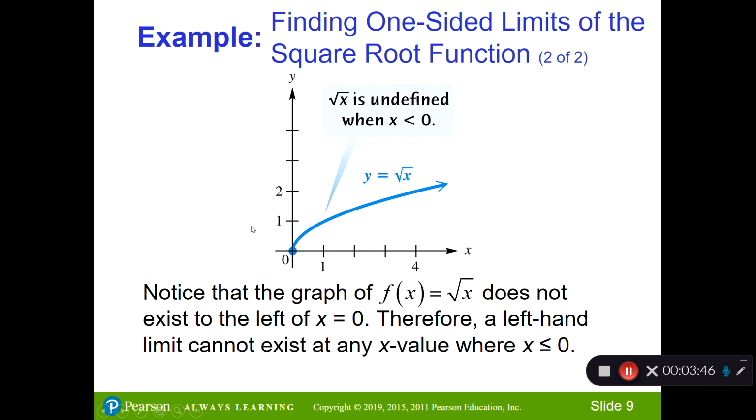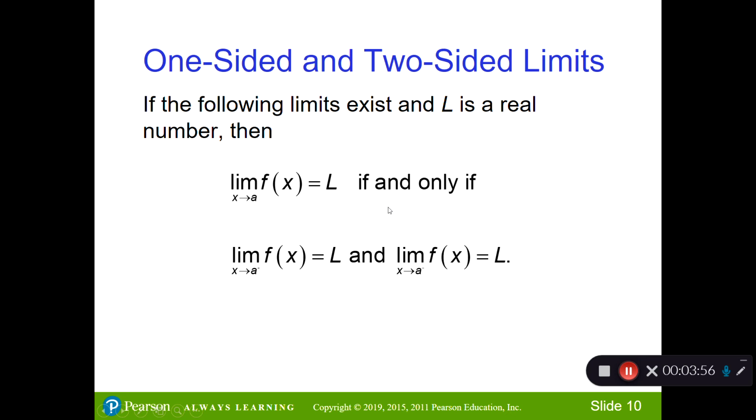So I would say the two-sided limit does not exist. The left-sided limit does not exist. Only the right-sided limit exists and is equal to 0. So the two-sided limit exists only if the left and the right-hand limits both exist and equal that same value.